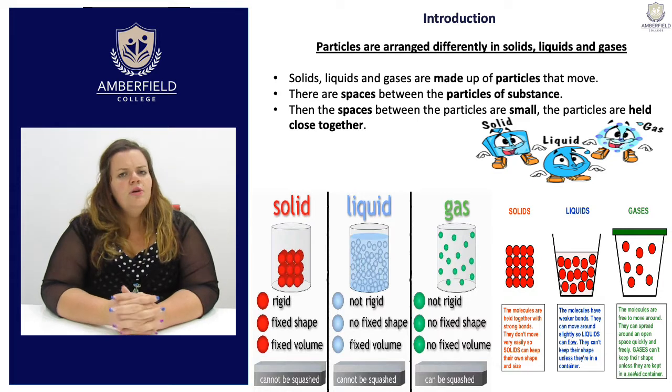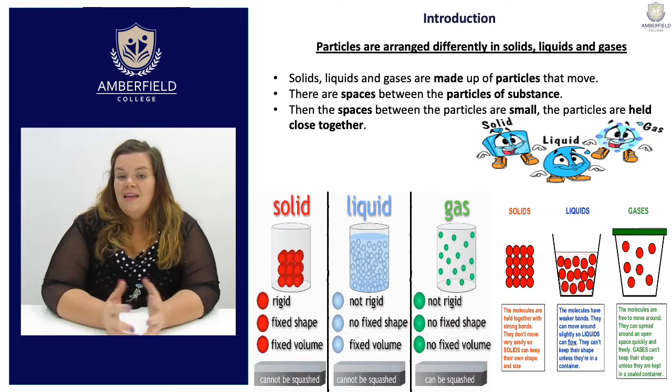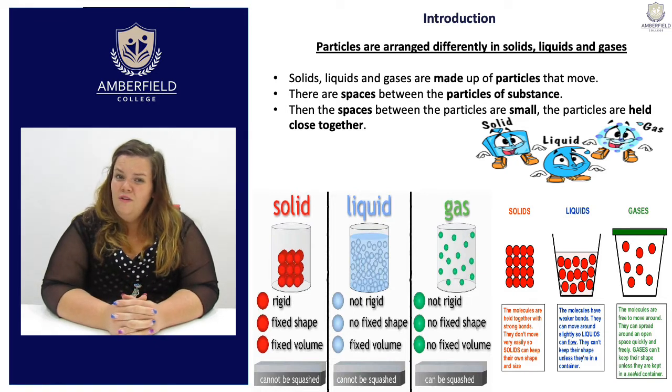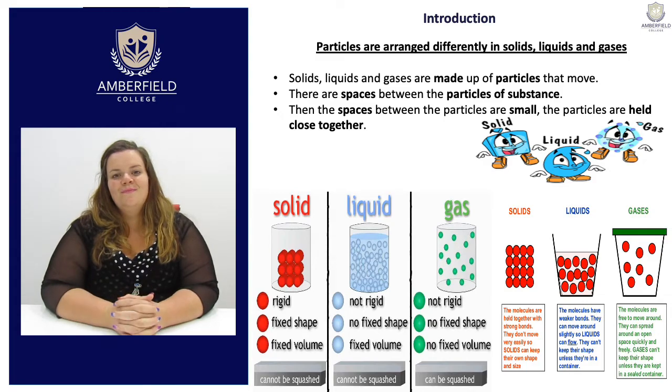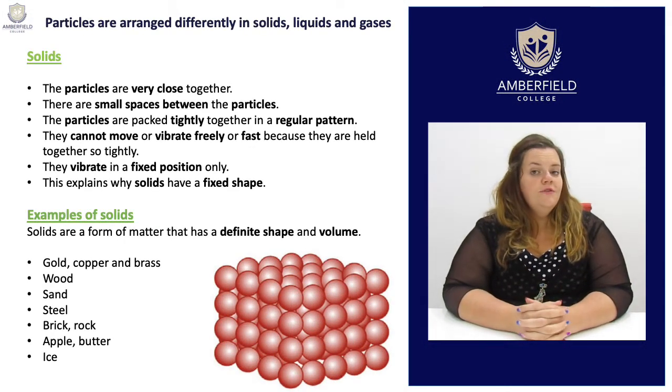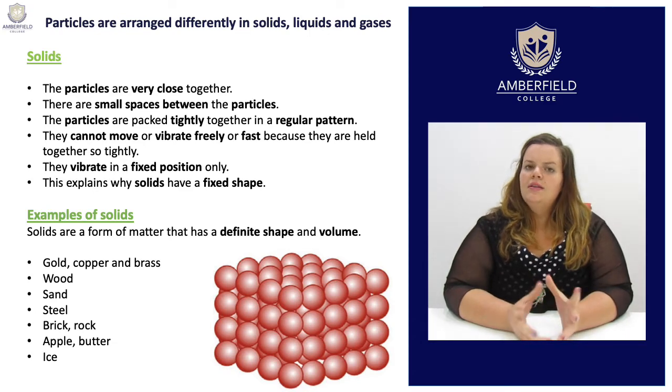Now let's take a look at gas. A gas is not rigid. There's no fixed shape and there's no fixed volume. Because in all honesty, a gas does just what it wants. It's all around us. Particles are arranged differently in solids, liquids, and gases.